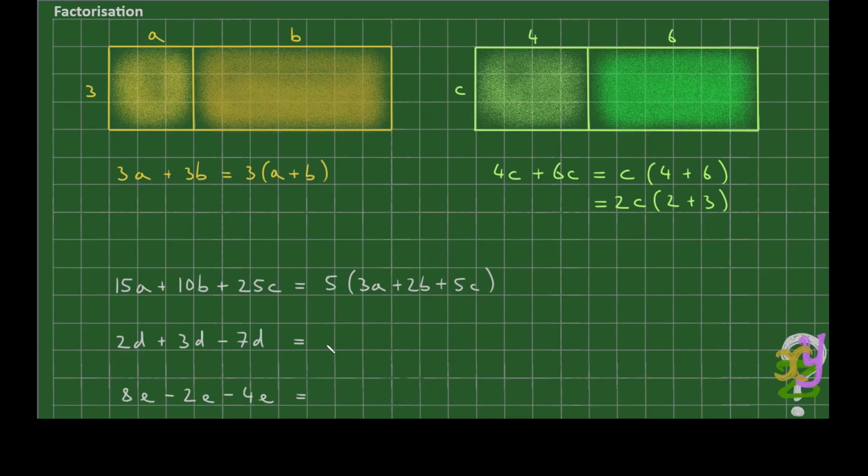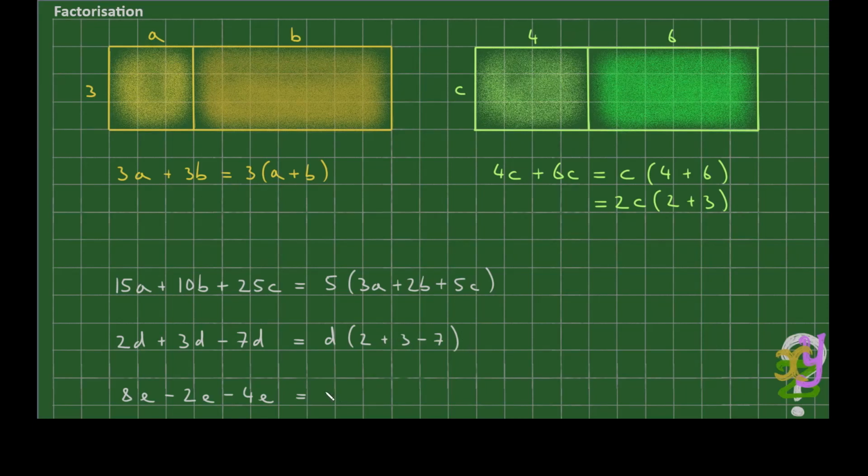What about the next example? Yes, these are all like terms, so the simplest thing would be to group them. But let's not do that this time. The common factor for all of these terms is d. So I can take that outside of the bracket, and then inside the bracket I will have 2 plus 3 minus 7. What about the last example?